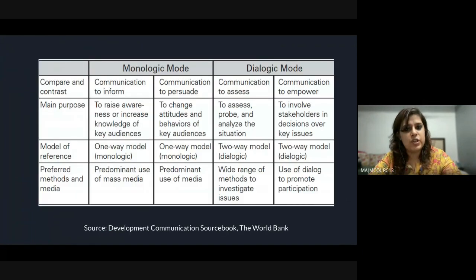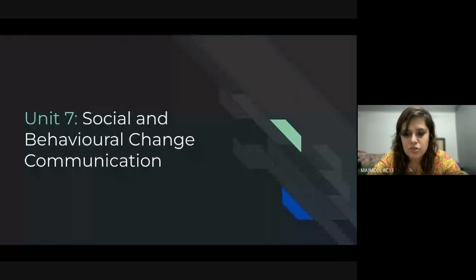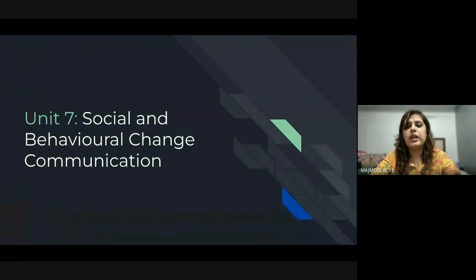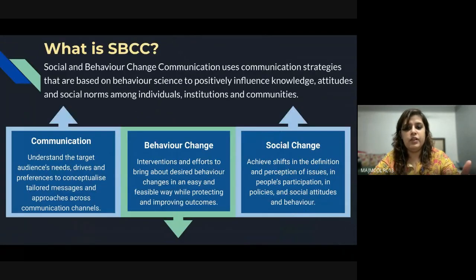So it is a strategy of employing development communication, and it is kind of multilinear, or I would say non-linear, but essentially covers a lot of strategies under its umbrella. So social and behavior change communication uses a lot of communication strategies that are based on behavior science to positively influence knowledge, attitudes, and social norms amongst individuals, institutions, and communities.